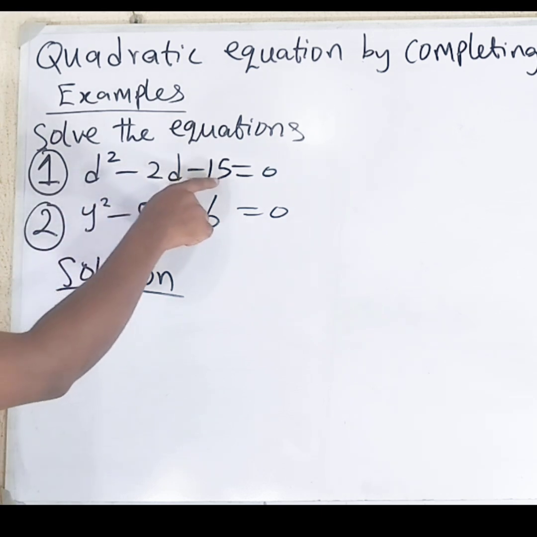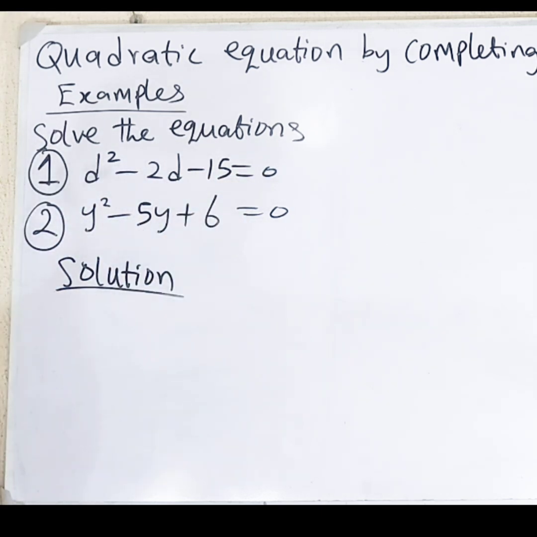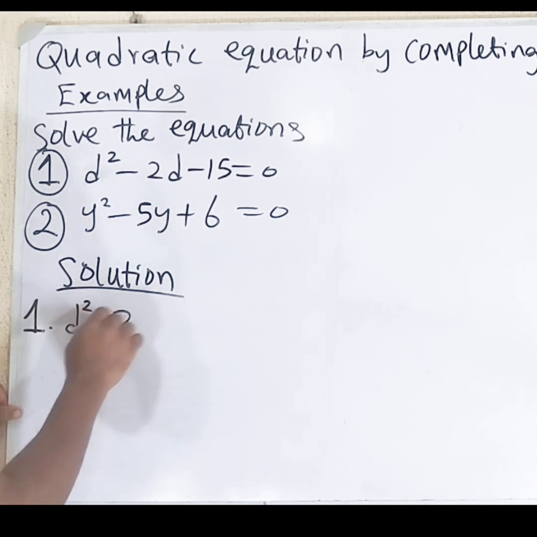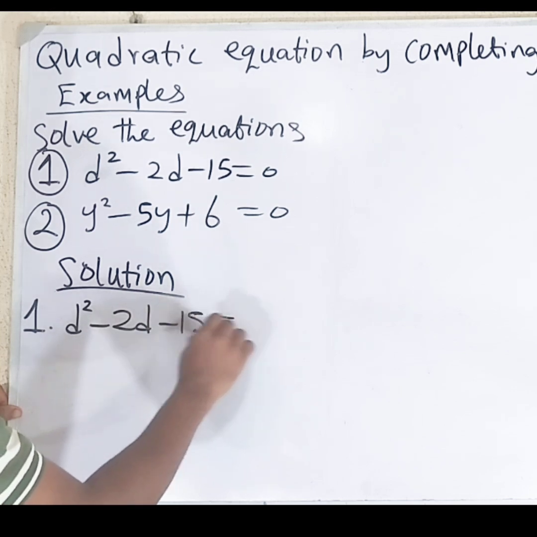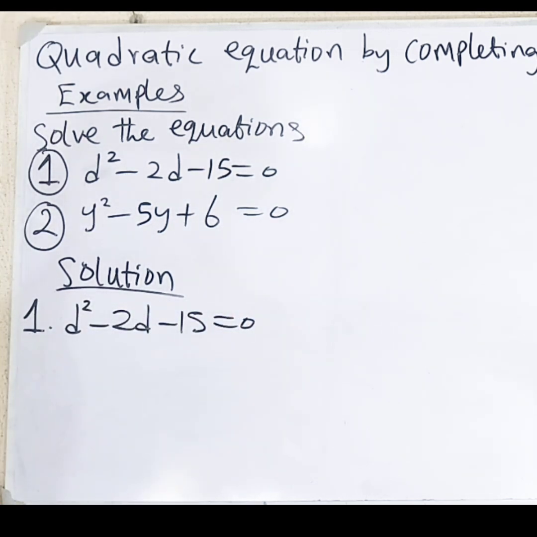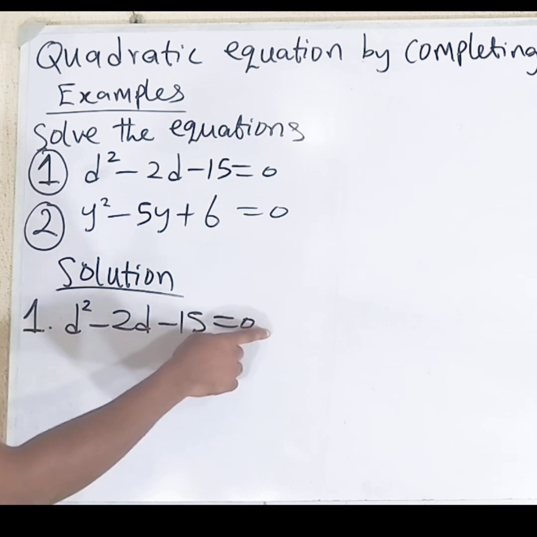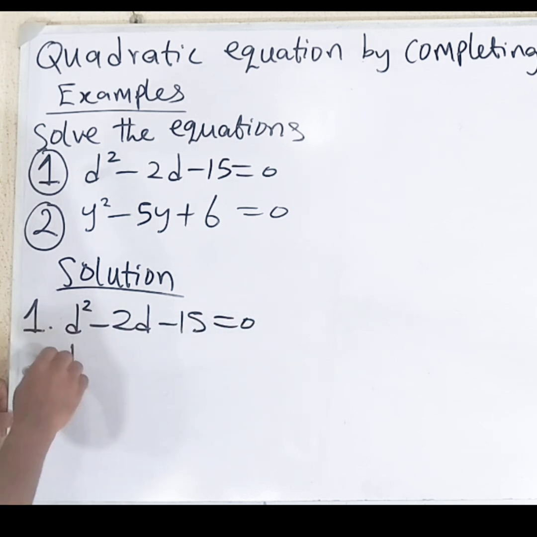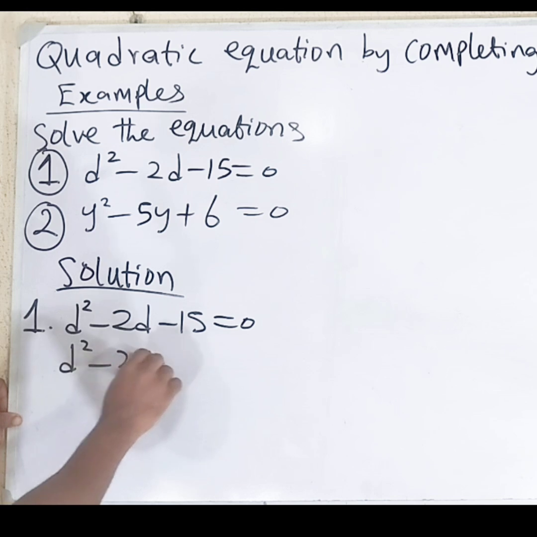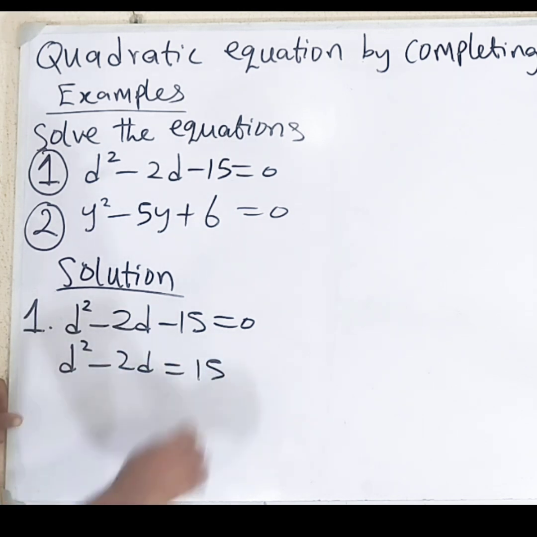d square minus 2d minus 15 is equal to 0. And we have the solution. So we have d square minus 2d minus 15 is equal to 0. The first thing we are going to do, we check the coefficient here. The coefficient here is 1, so we don't have any problem. Then the next one, we take this minus 15 to the right hand side, and that will be d square minus 2d is equal to 15. We call this one equation 1.